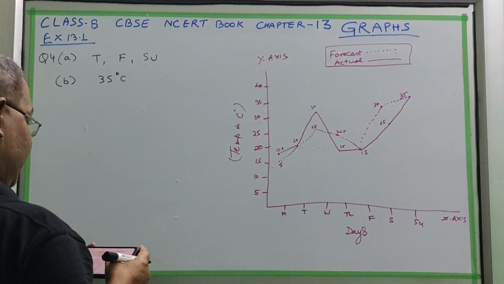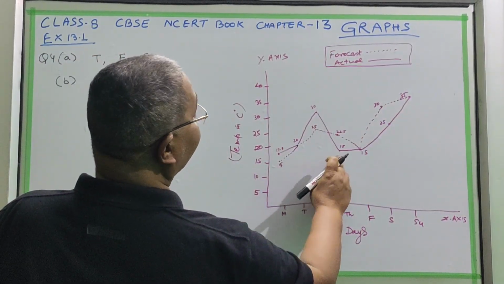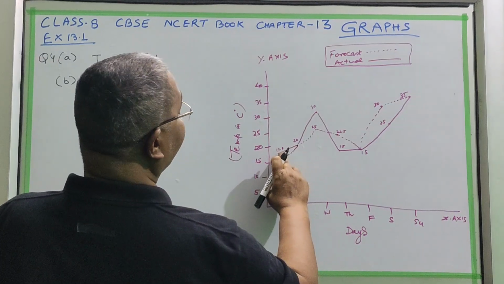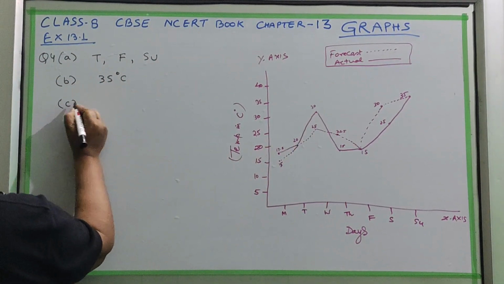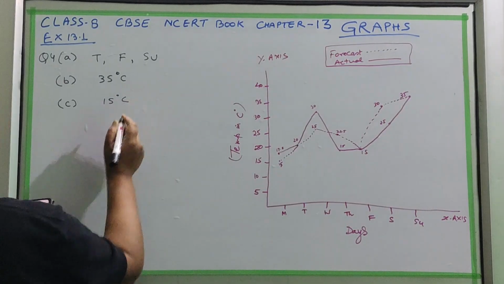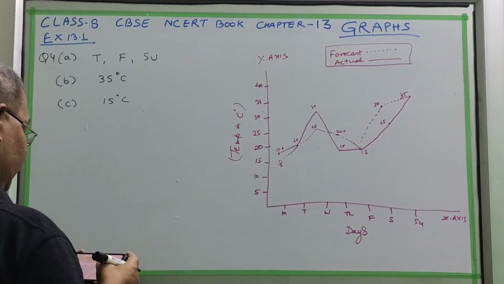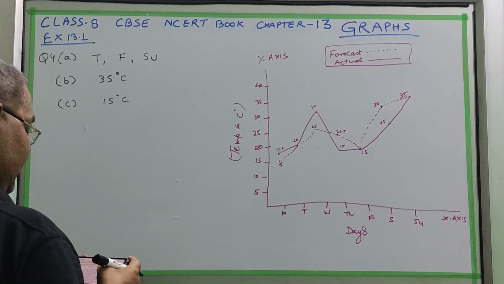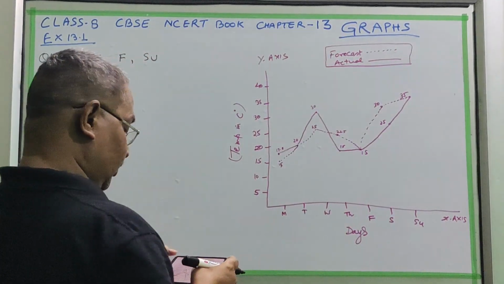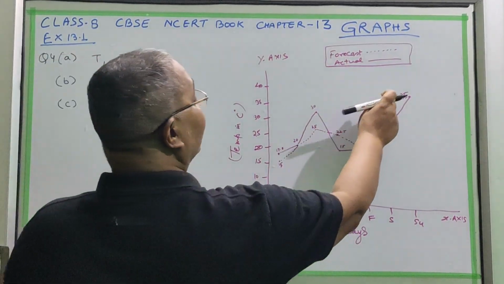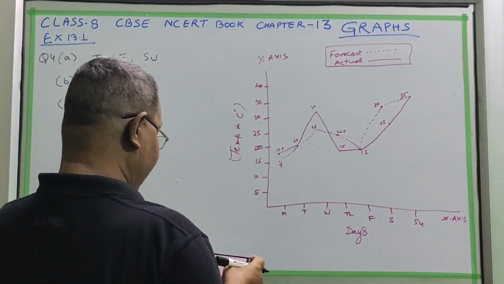What was the minimum actual temperature? Minimum actual means the lowest one. The lowest one was 15. 17.5 is higher than 15. So 15 is the lowest. So C, your answer is 15 degrees centigrade was the actual lowest. On which day did the actual temperature differ the most from the forecast? Means the difference is higher between the actual line and forecast line. So you have to find out where it is the maximum.